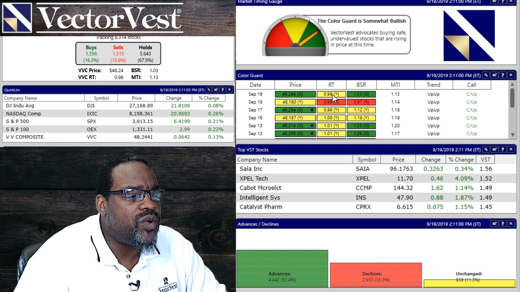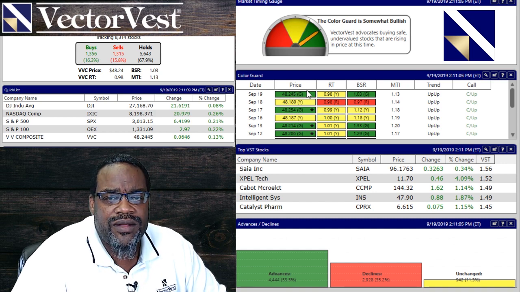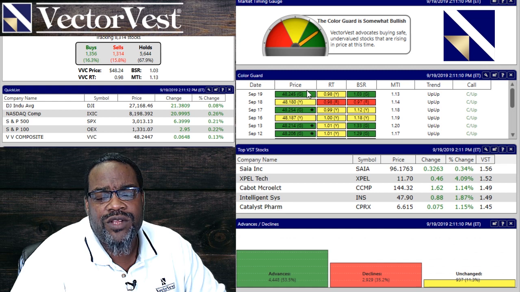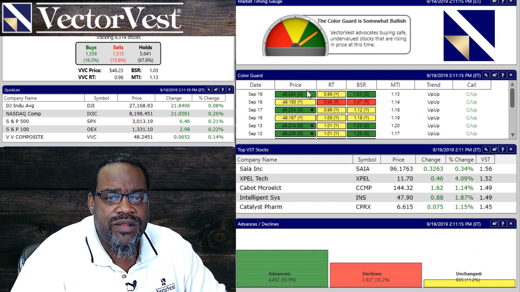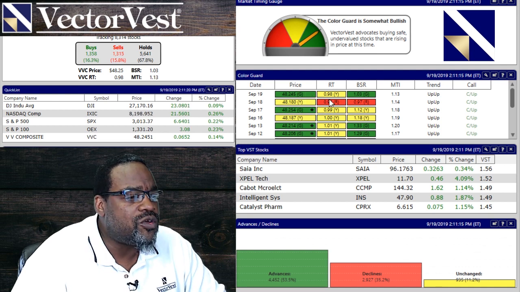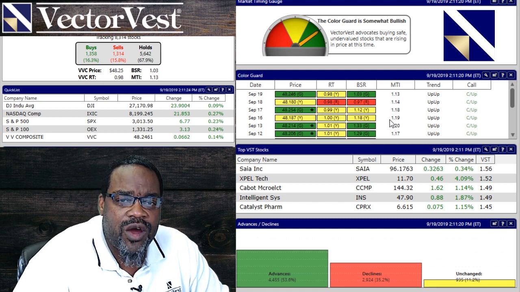So when we look at these indicators, and I say that we analyze stocks better than anyone out there, we also time the market. When we time the market, we look at what's going on in the trend of the market, and we follow the trend. We do not predict which way the market is going to go. So looking at this color guard gives us a sense of how we should be investing our money.